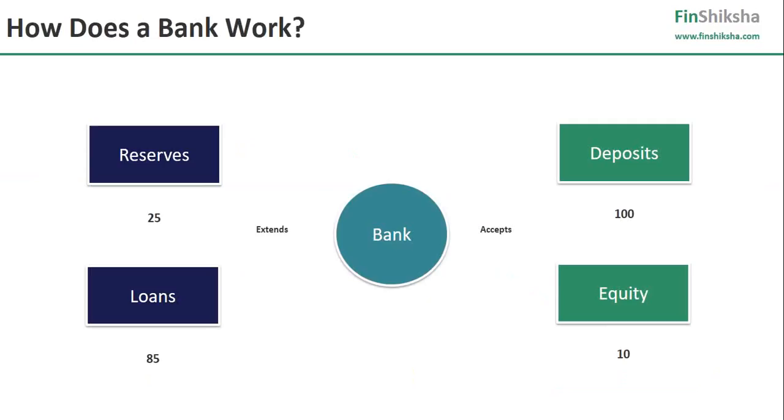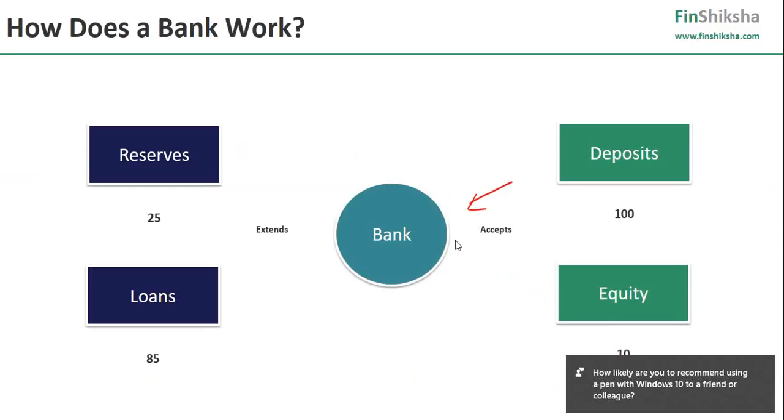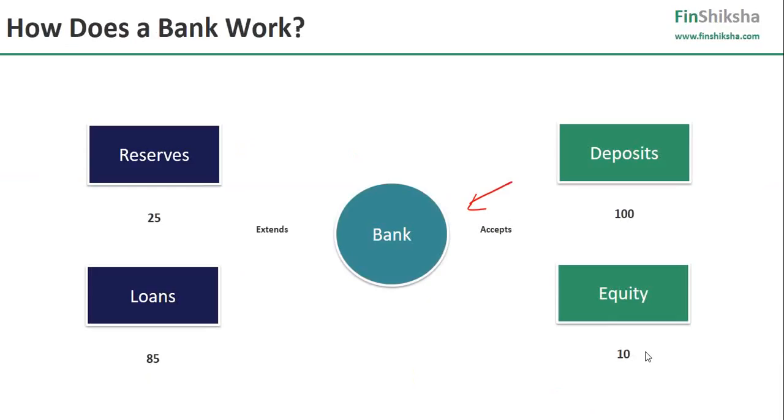Very quick recap of how a bank works, right? A bank basically accepts deposits, and once it accepts deposits, it also has to put in some part of its own equity. Usually the ratio of its own equity to deposits is as skewed as what you see here. So equity is about 10 and deposits are about 100. Deposit, remember, is effectively debt for a bank, right? So you have debt and you have equity, and that gets pulled in.